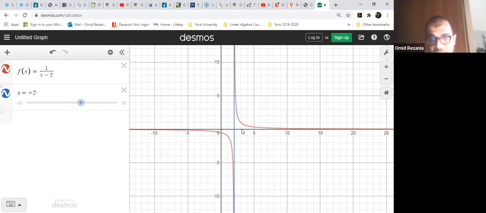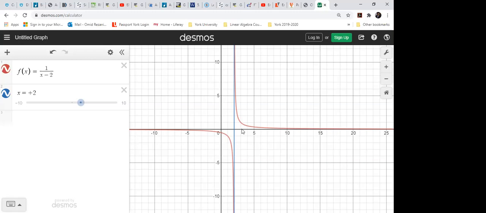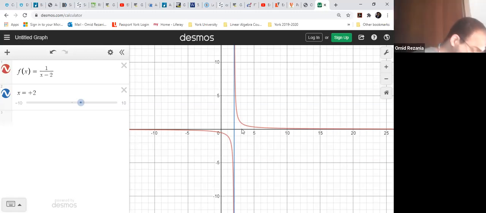Right? And that's what we say that's going to be an asymptotic behavior. But what type of asymptotic behavior? It's going to be a vertical asymptotic behavior. Any questions, guys, so far? Everyone is fine with the concept of the asymptotic behavior?